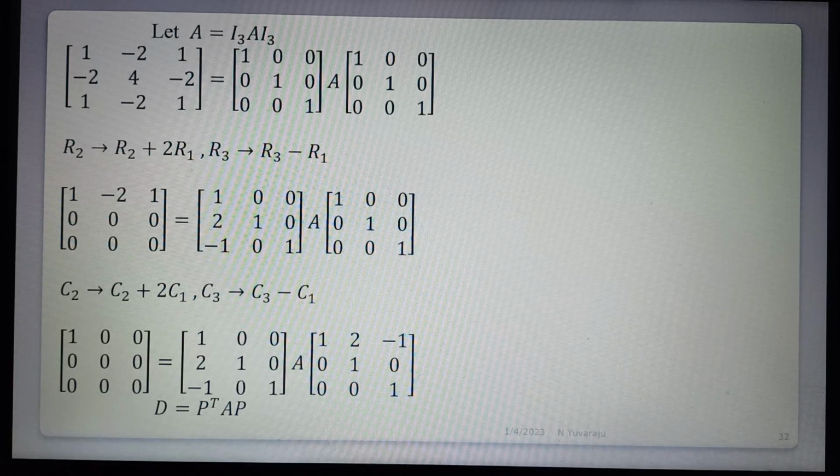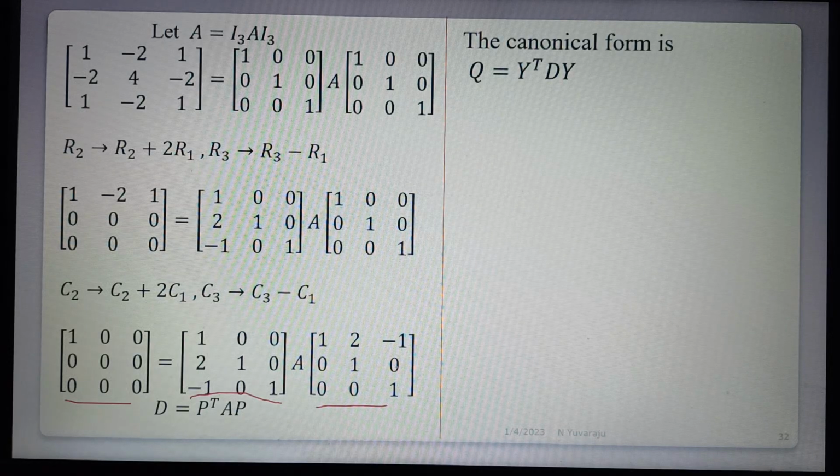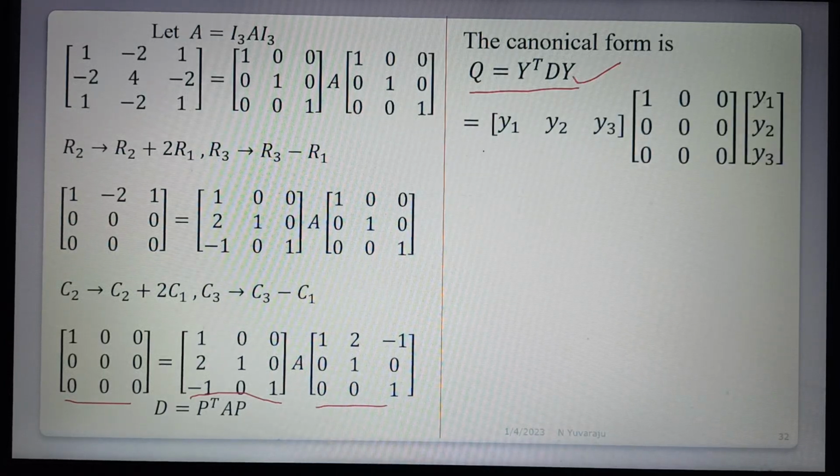This is a diagonal matrix D, equal to P transpose A P. This is the matrix P. Let X equal PY. Then we get the canonical form Q equal to Y transpose D Y, where Y transpose is the matrix of new variables y1, y2, y3. This is a diagonal matrix, [1, 0, 0; 0, 0, 0; 0, 0, 0], multiplied with the Y matrix of new variables.